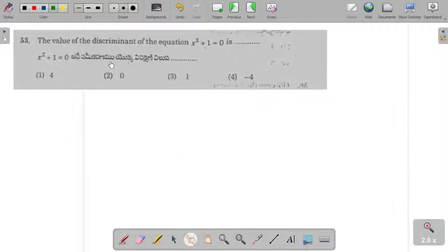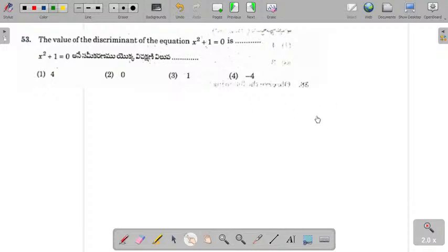So this question is related to the quadratic equation chapter. First let me read the question. The value of the discriminant of the equation x square plus 1 is equal to 0. So what is the discriminant of a quadratic equation? That is D is equal to b square minus 4ac. That means here we are asked to find the value of b square minus 4ac for the given quadratic equation, that is x square plus 1.